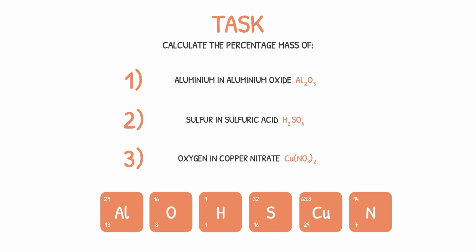To calculate the percentage of aluminium in aluminium oxide, we will do 27, which is the relative atomic mass of aluminium, multiplied by 2, as there are 2 aluminium atoms in aluminium oxide. And we would divide this value by the relative formula mass of aluminium oxide, which is equal to 27 multiplied by 2 plus 16 multiplied by 3. We then multiply this value by 100, giving us an answer of 53 when rounded to the nearest whole number. Aluminium makes up 53% of the mass in aluminium oxide. Here are the answers to the other questions in this task.